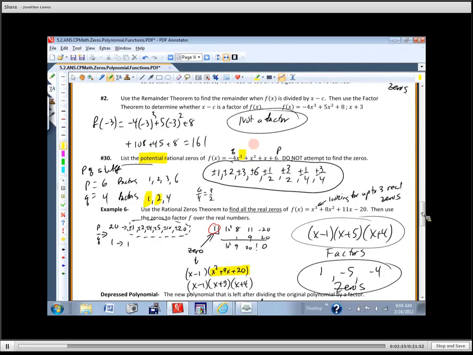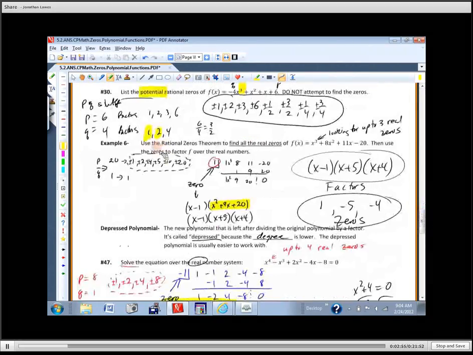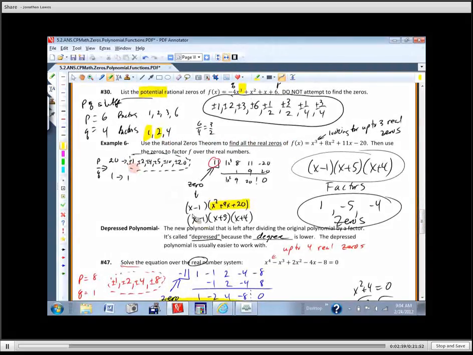And then we actually went through and did a couple of these. This says use the rational zeros theorem to find all the zeros. So we listed the P's and Q's. We wrote every P over every Q. We wrote that list right here. And then we checked to see which ones work. When we were done, we had a depressed polynomial, and then we just broke that down a little bit further. So here were the factors.